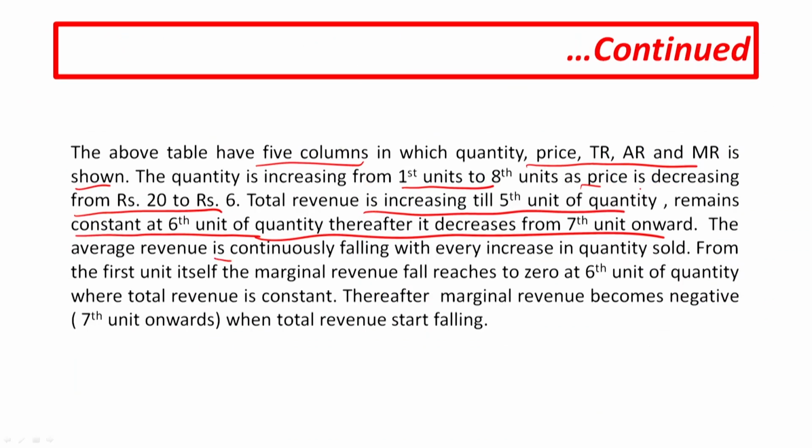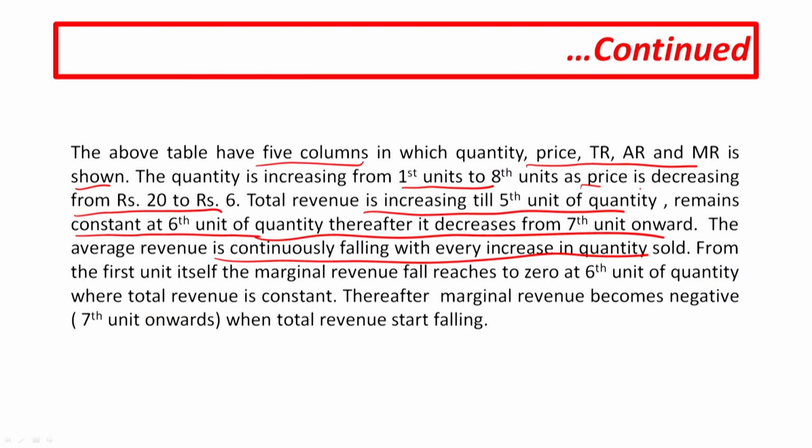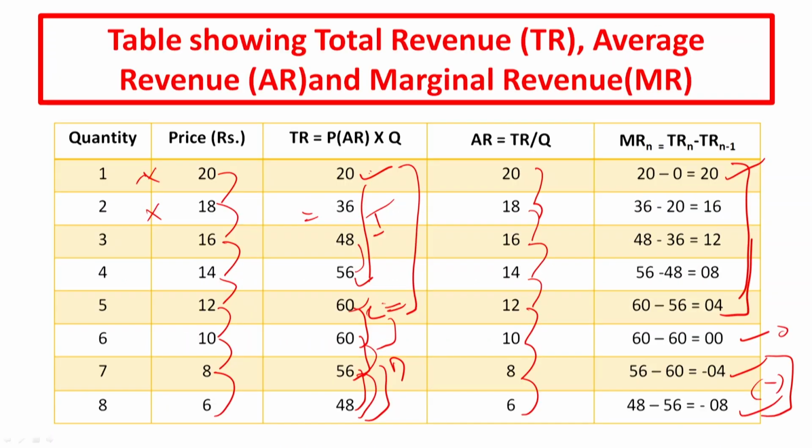The average revenue is constantly falling with every increase in the quantity being sold. The same, the average revenue is falling, as you are able to see. From the first unit itself, the marginal revenue falls, reaches 0 at 6th unit, where total revenue is constant. Thereafter, marginal revenue becomes negative from the 7th unit, when total revenue starts falling, which I have already discussed with you, that initially it goes to this point 4, then it becomes 0, and then it becomes negative.